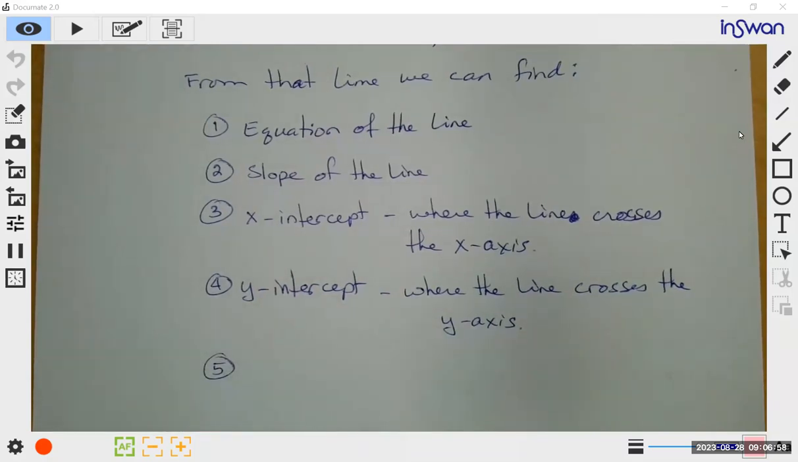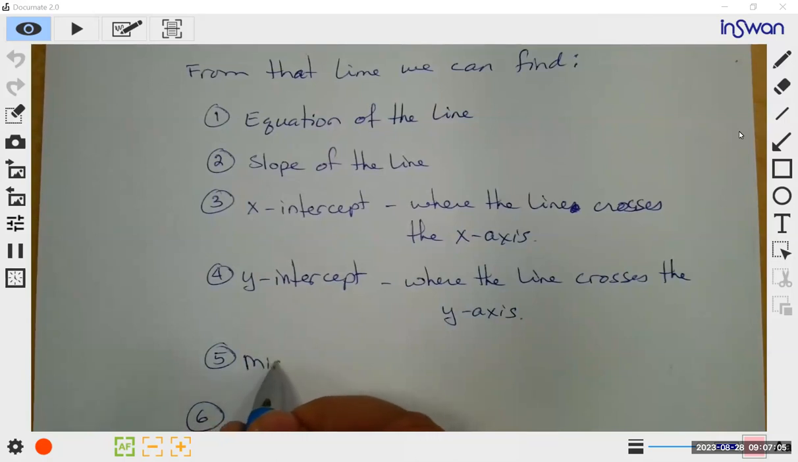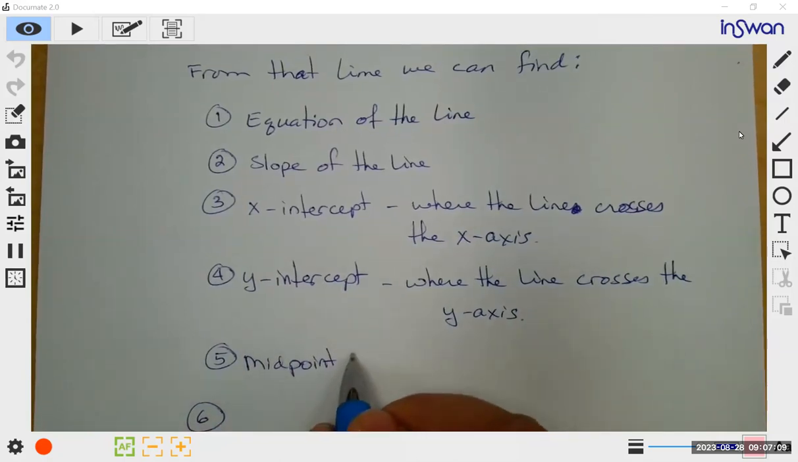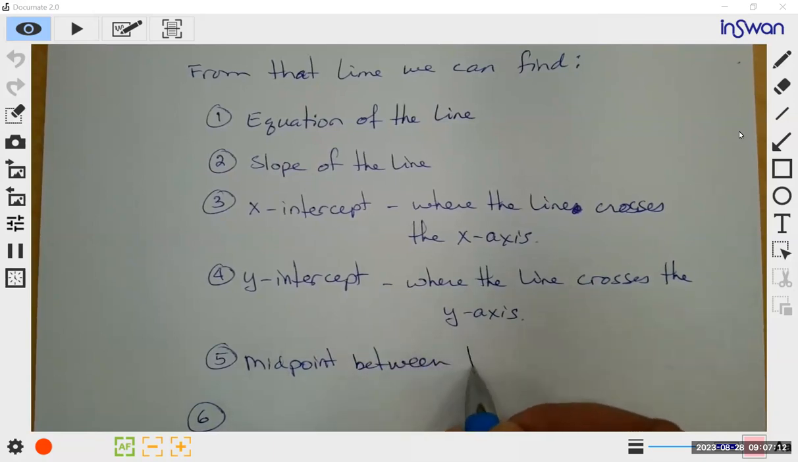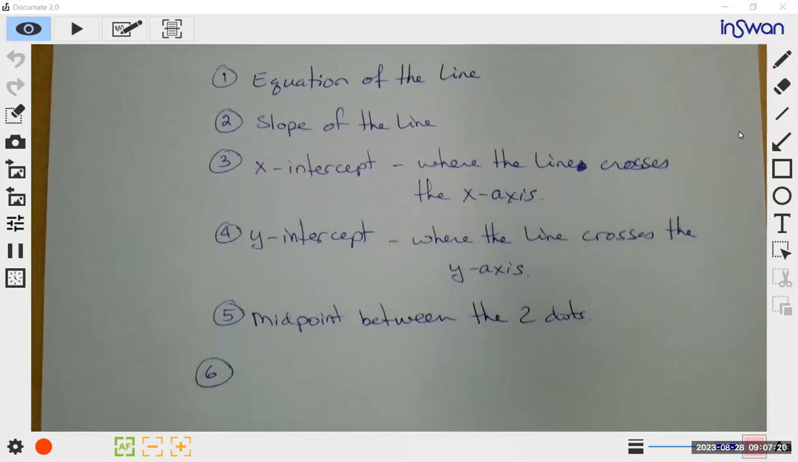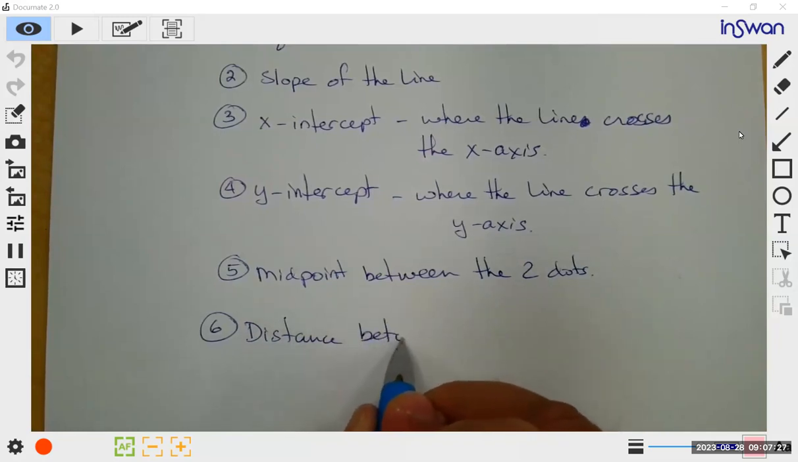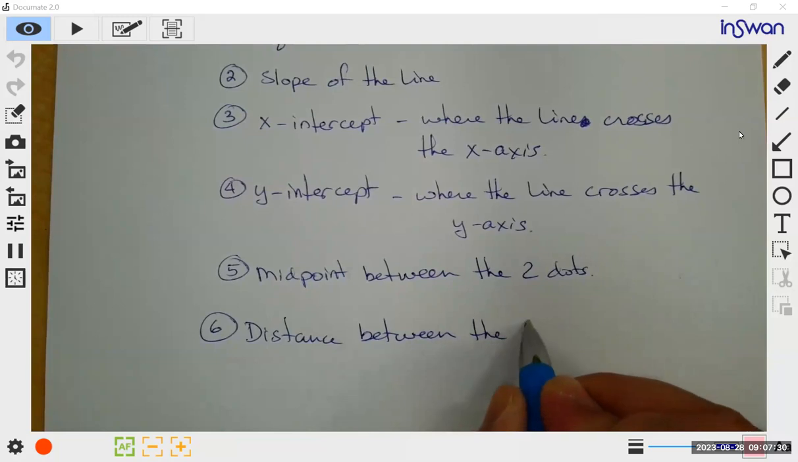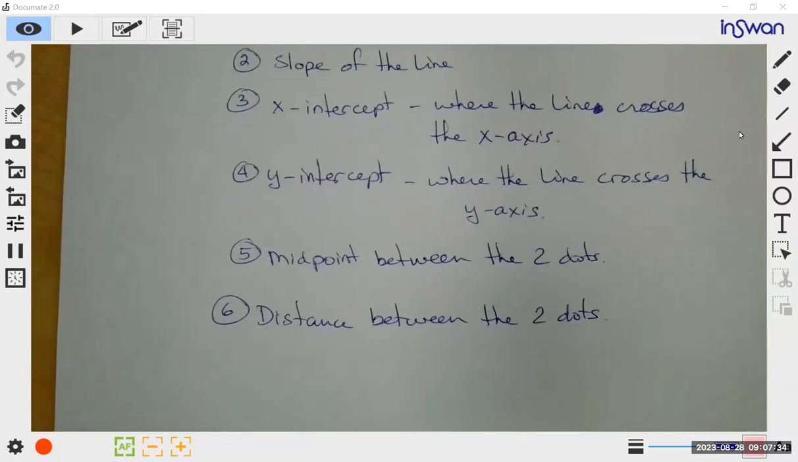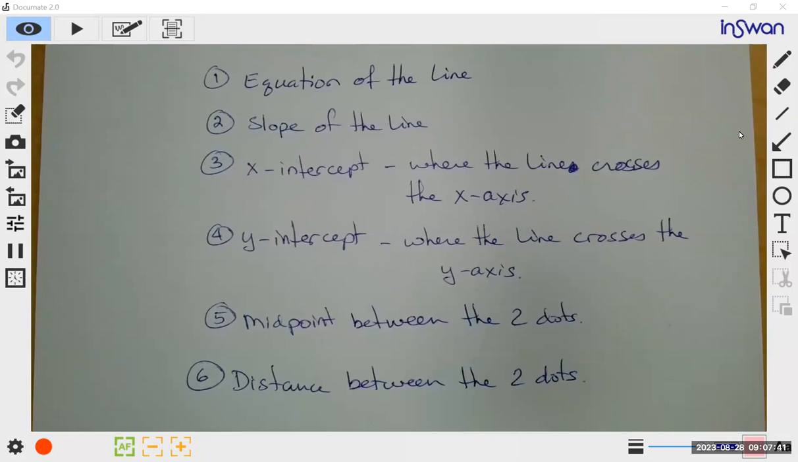One more thing we can figure out. Actually, we can find two more things. The midpoint between the two dots, and we can find the distance between the two dots. That's a lot just from two dots. And here's the thing about it, they're all related.